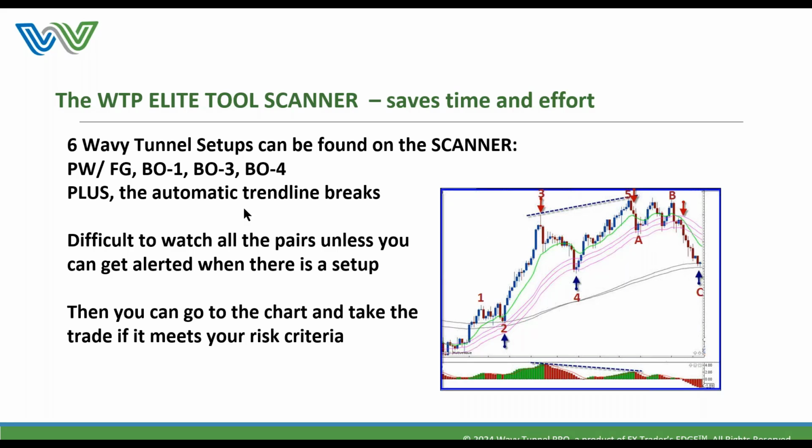We also have 6 wavy tunnel setups that can be found on our scanner. This is one of them, where we come into the wave and then we break below the wave and move into this gap. So this is called the price to wave, fill the gap, PW, fill the gap. And then the breakout 1 occurs down here. The breakout 3s are bullish trades off of the wave.